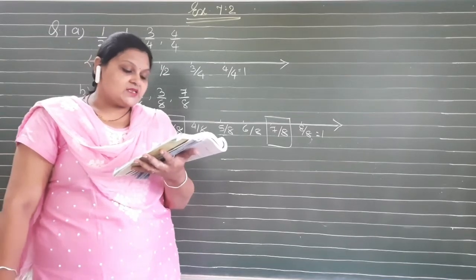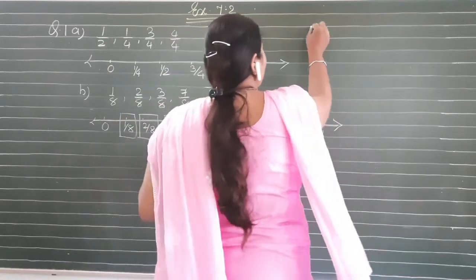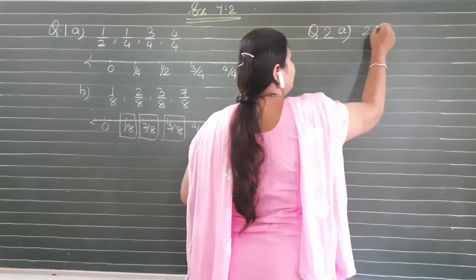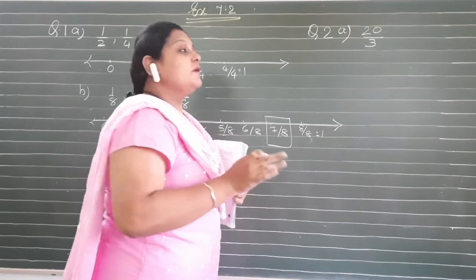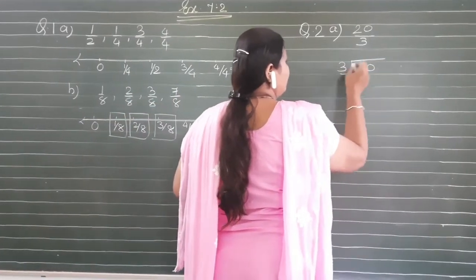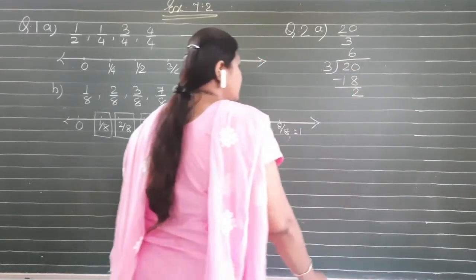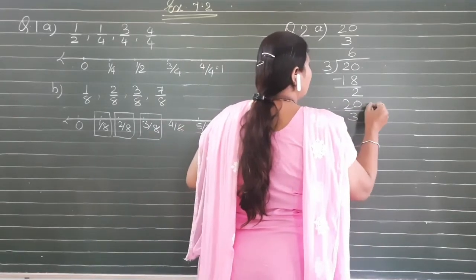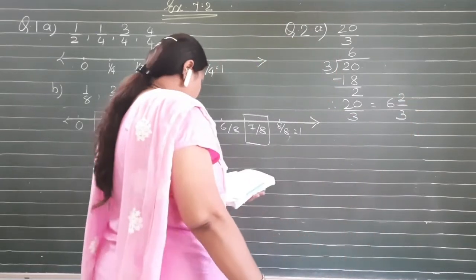Question number 2. Express the following as a mixed fraction. Now here you are given first 20 upon 3. To convert this improper fraction into a mixed fraction, we have to divide. So 3 divide 20. 3 6s are 18, 2 remains. Therefore 20 upon 3 equals 6 integer 2 upon 3.